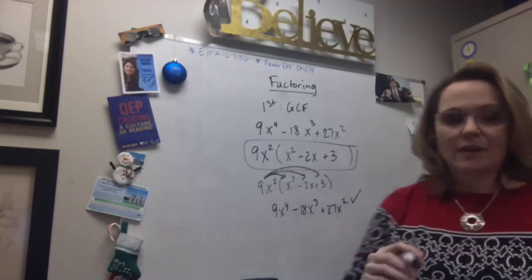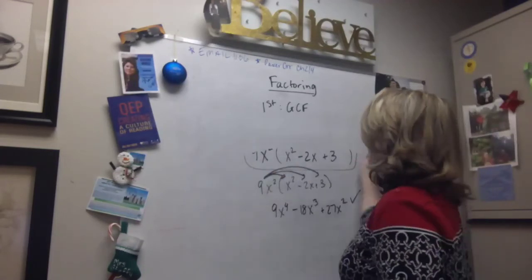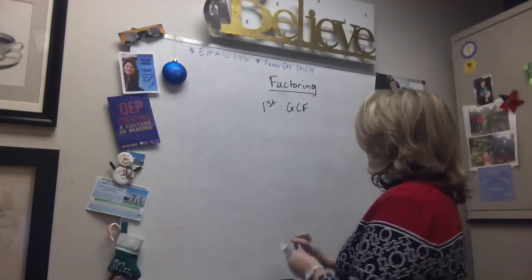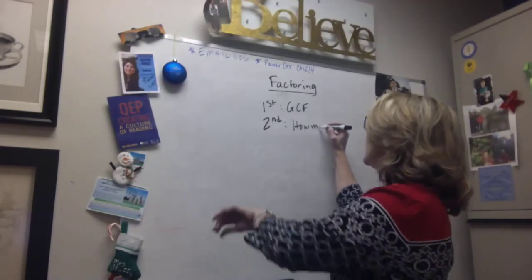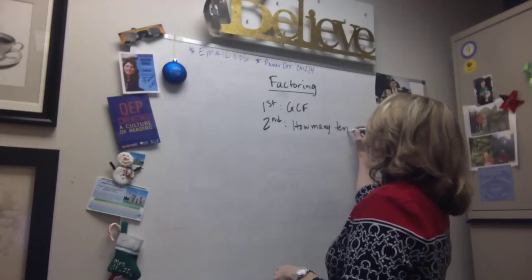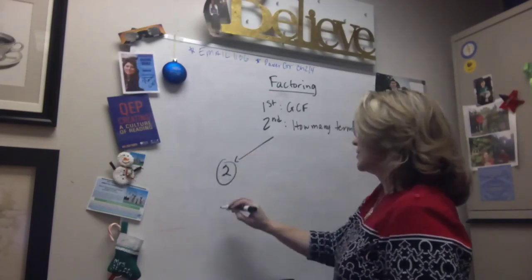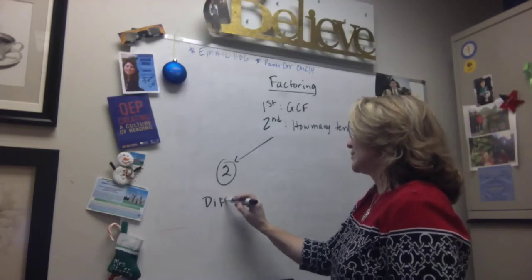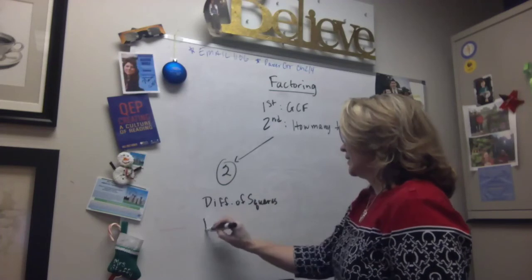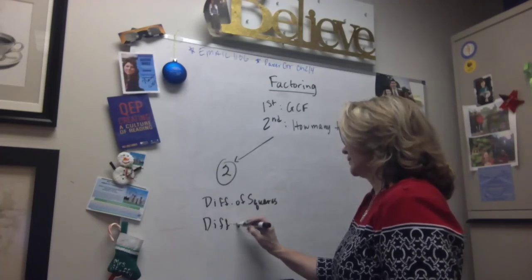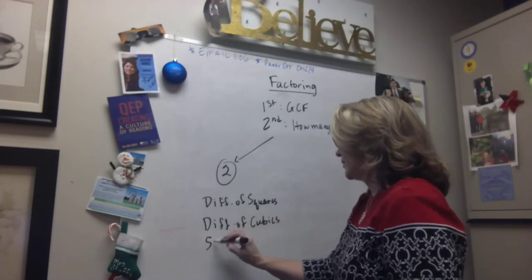The next thing we want to look at is, okay, if there's a GCF, we pull that out. But then the next thing that happens after that is that you have to ask yourself, how many terms have you got? If I have 2 terms, then I'm going to do either a difference of squares, a difference of cubics, or a sum of cubics.